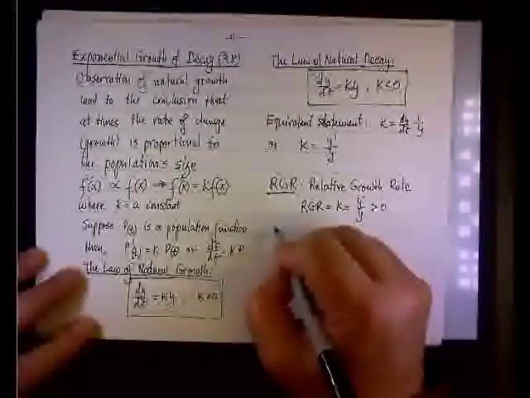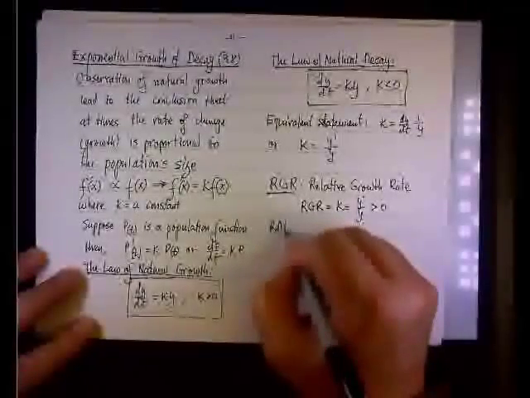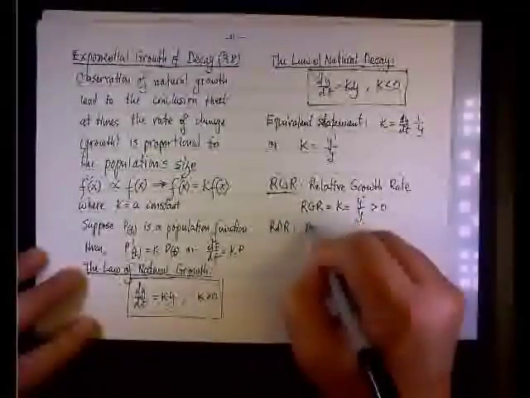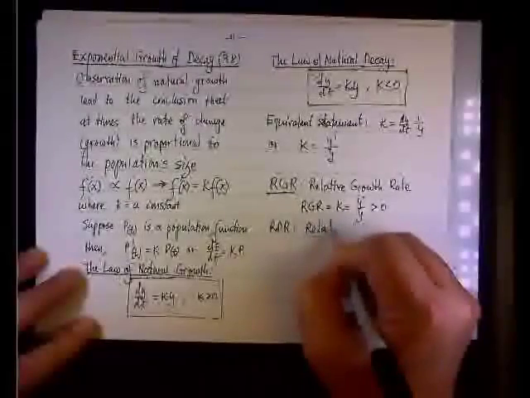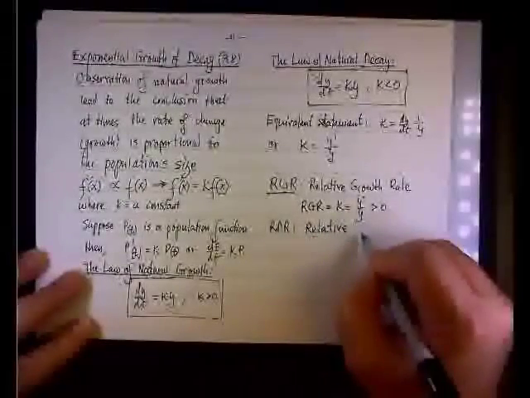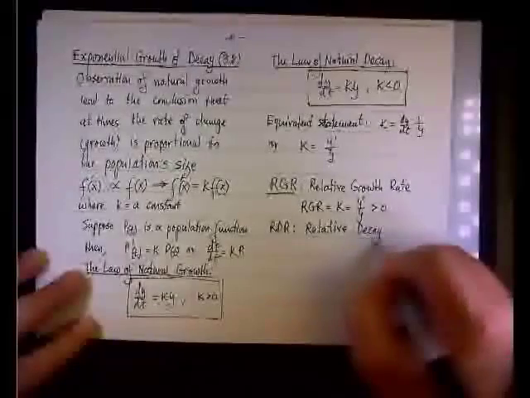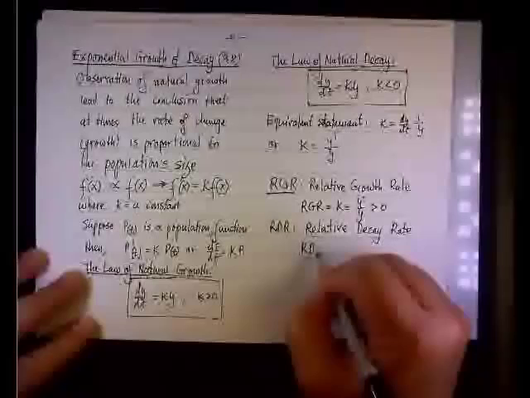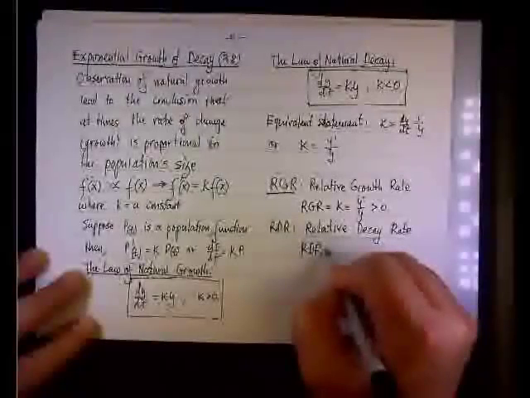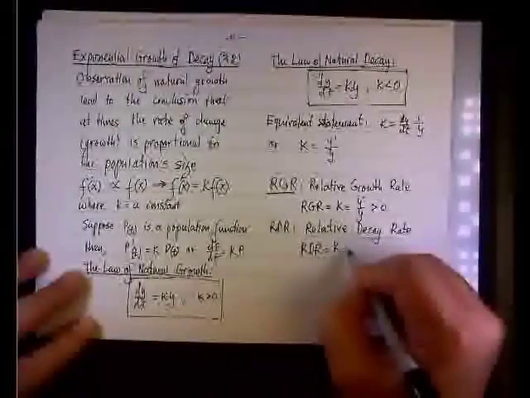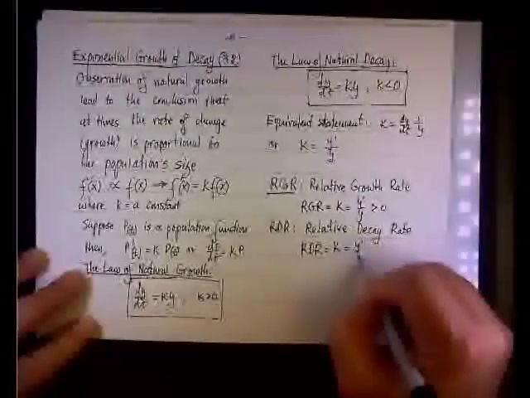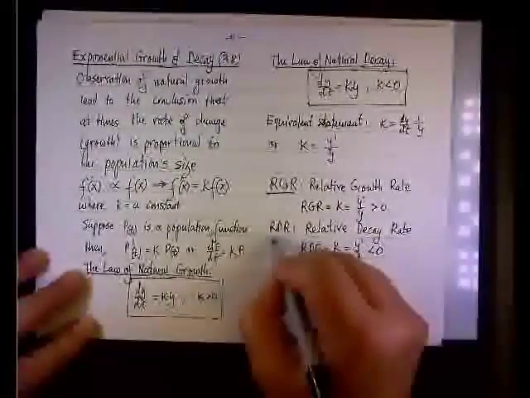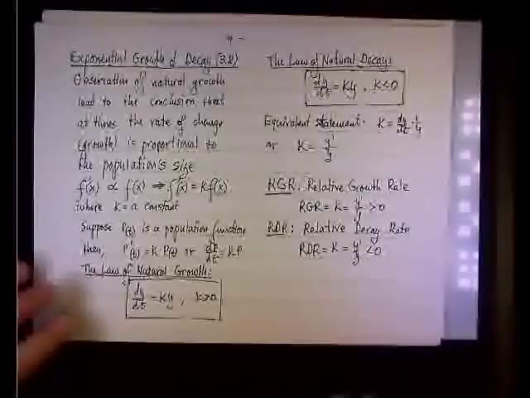And likewise, we have RDR. If you guess that RDR stands for relative decay rate, you are absolutely correct. And here RDR is still going to equal k, still going to be y prime over y, except it's negative. Okay? So you have these two terms.